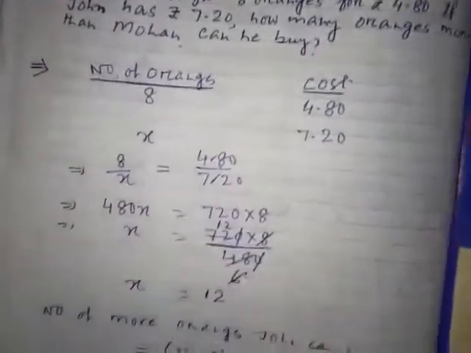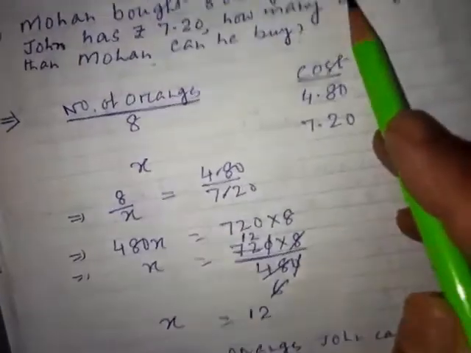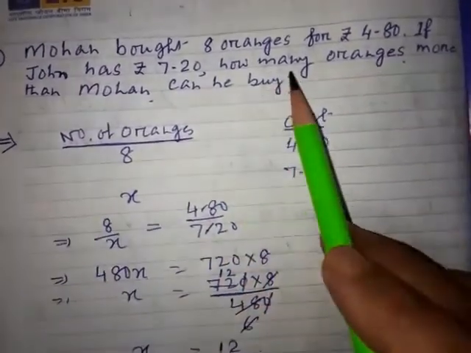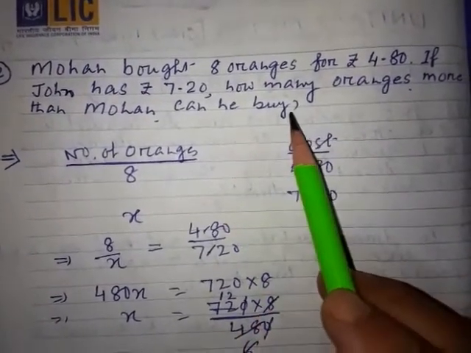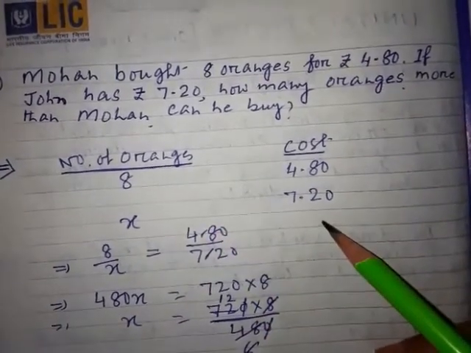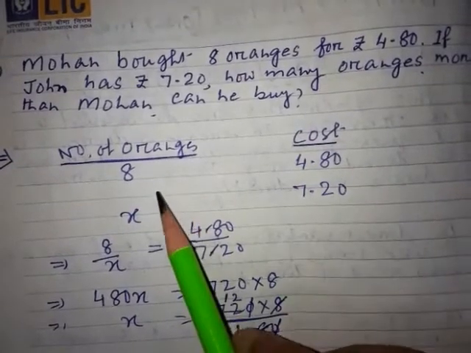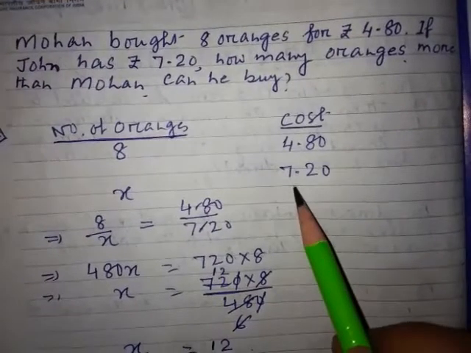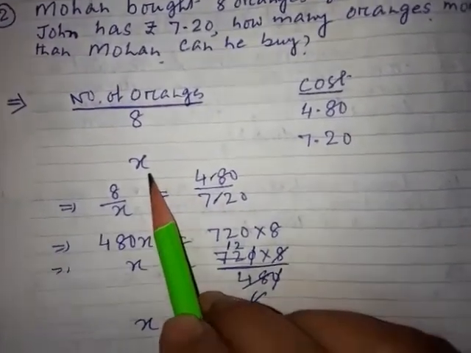Okay. Just I will show you another problem. Mohan bought 8 oranges for rupees 4.80. If John has rupees 7.20, how many oranges more than Mohan can he buy? So first I am telling you two quantities. One is number of oranges and the other is cost. Oranges underneath oranges in both the cases, cost underneath cost. First case 8 oranges, what is the cost? 4.80. Now how much money was John having? 7.20. Cost underneath cost. Number of oranges, how much can he buy? I don't know. I put it x.